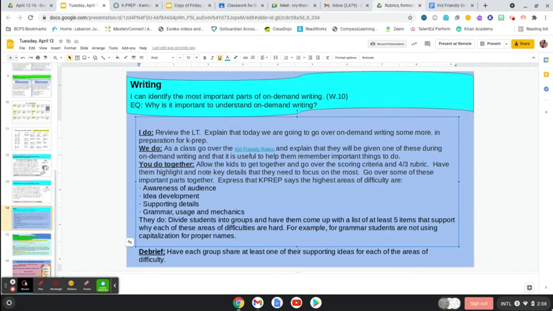You get 90 minutes during an on-demand, and you get 90 minutes during a K-Prep. You get to read some text that goes along with what you're going to write during on-demand. The same thing happens with K-Prep. So basically, on-demand is just preparation for what K-Prep will look like. We are going to go over the kid-friendly rubric today.